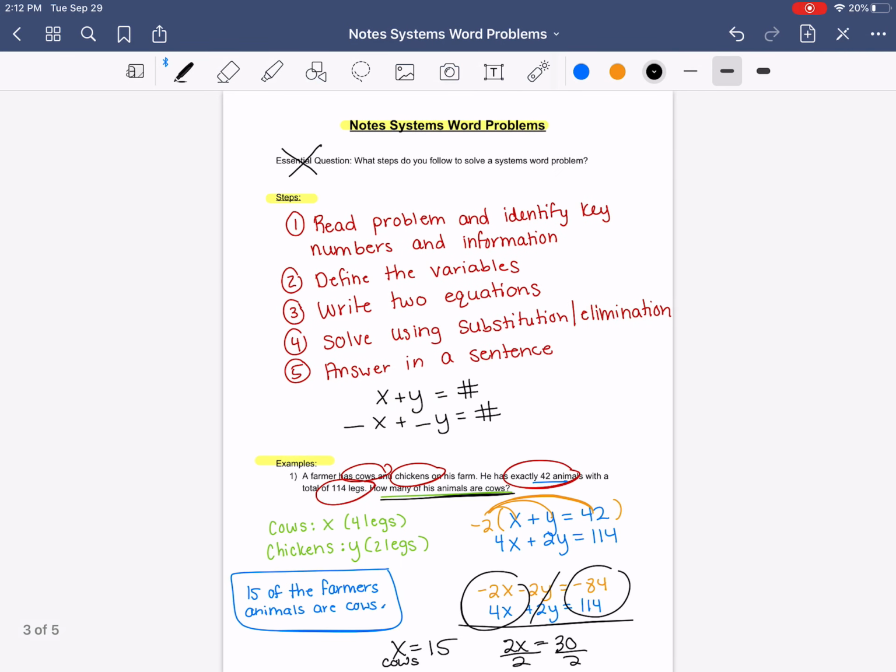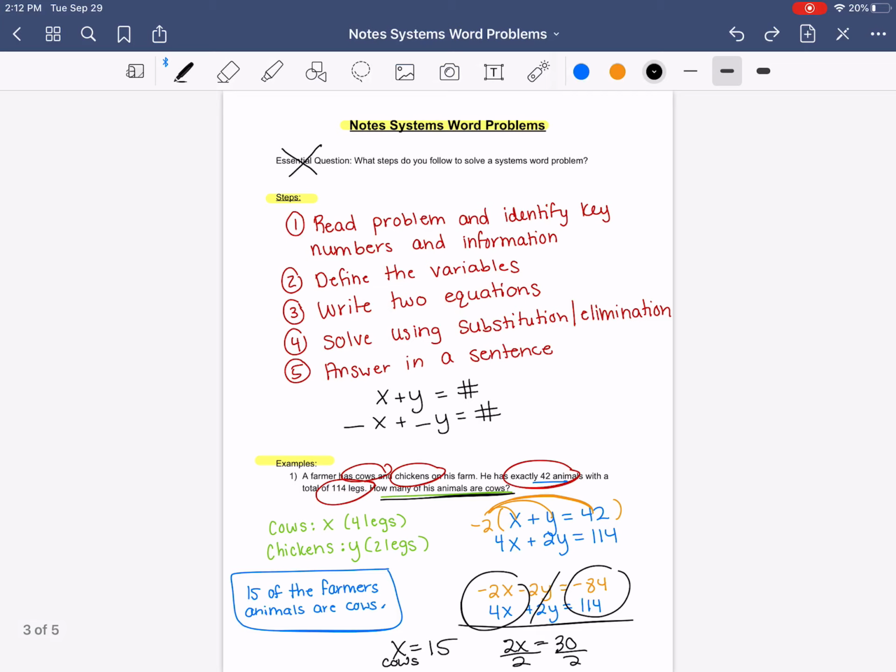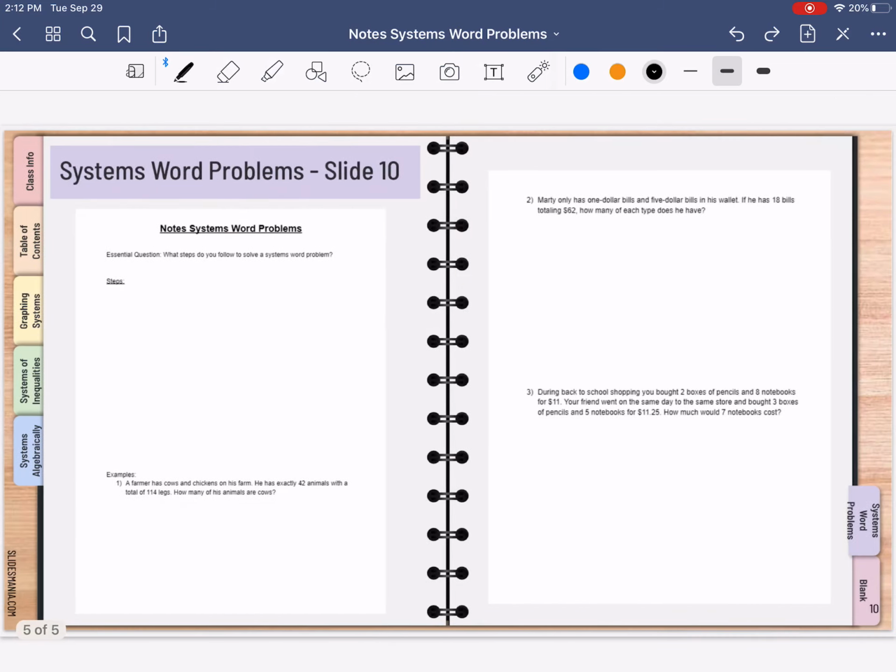So again, the steps are right here. You read your problem, identify your key numbers and information, define your variables. You can use something other than X and Y. I normally just use X and Y. Then you create your equations, you solve using substitution or elimination, and then you answer using a sentence.